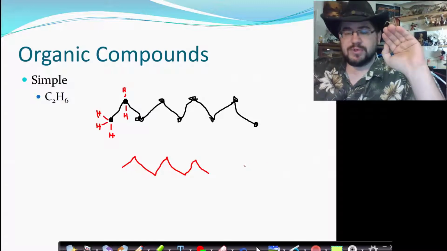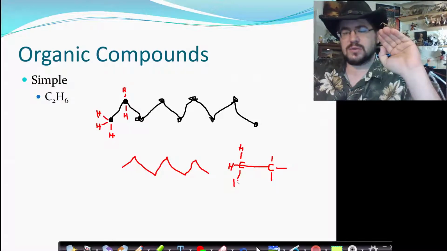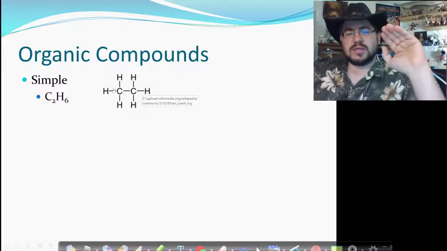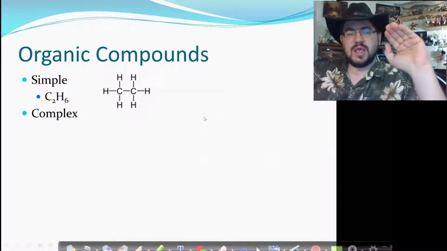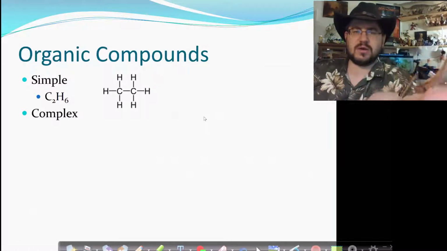So C2H6 is pretty simple, right? You just have 2 carbons and then hydrogens attached. So there's a carbon, 2, and 1, 2, 3, 6 hydrogens, 3 on each carbon to complete the valences. And so here's a nice little example of C2H6, and they can be extremely complicated, like my little friend here.